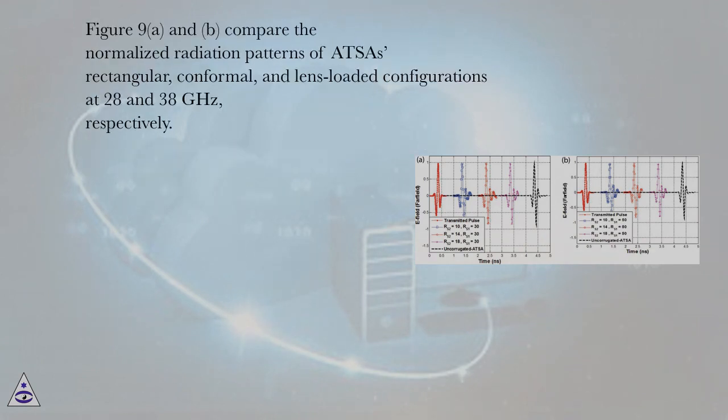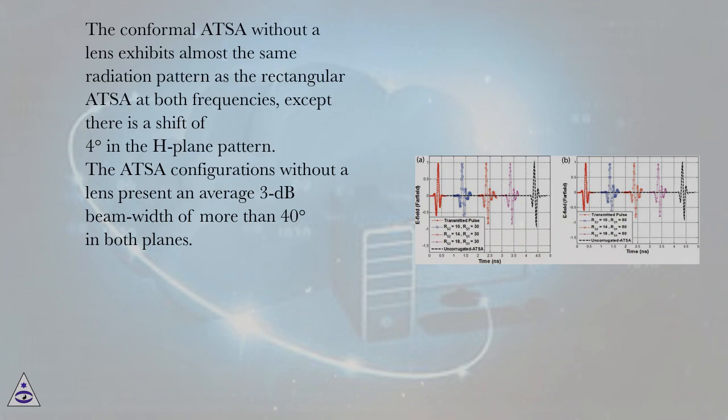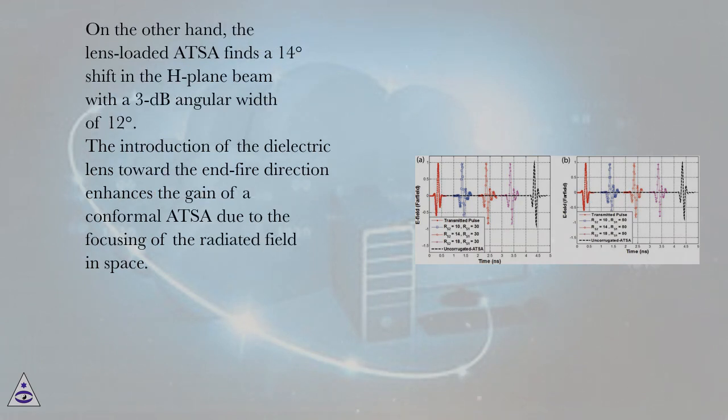Figure 9a and b compare the normalized radiation patterns of ATSA's rectangular, conformal, and lens-loaded configurations at 28 and 38 GHz, respectively. The conformal ATSA without a lens exhibits almost the same radiation pattern as the rectangular ATSA at both frequencies, except that there is a shift of 4 degrees in the H-plane pattern. The ATSA configurations without a lens present an average 3 dB beam width of more than 40 degrees in both planes. On the other hand, the lens-loaded ATSA finds a 14 degrees shift in the H-plane beam with a 3 dB angular width of 12 degrees.